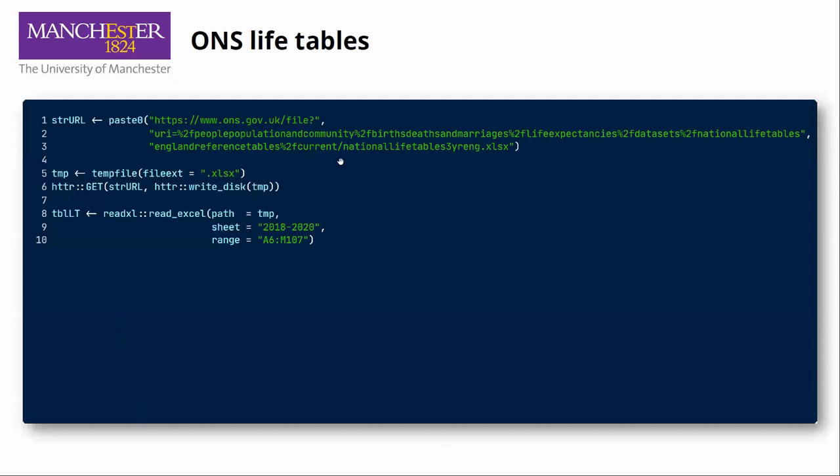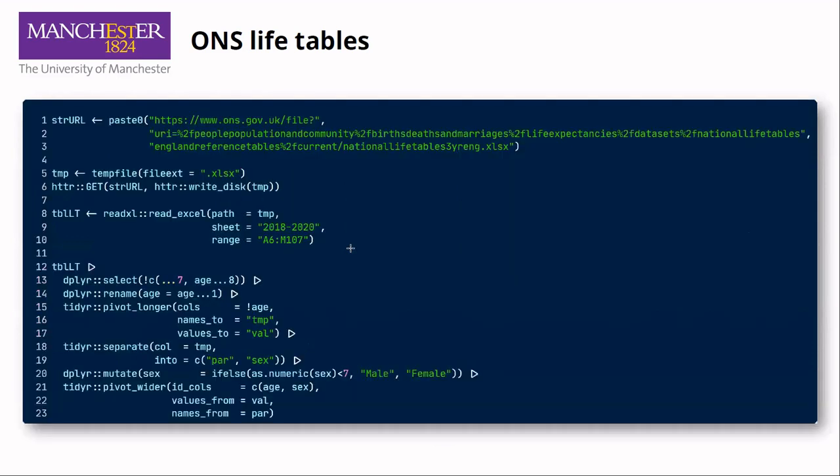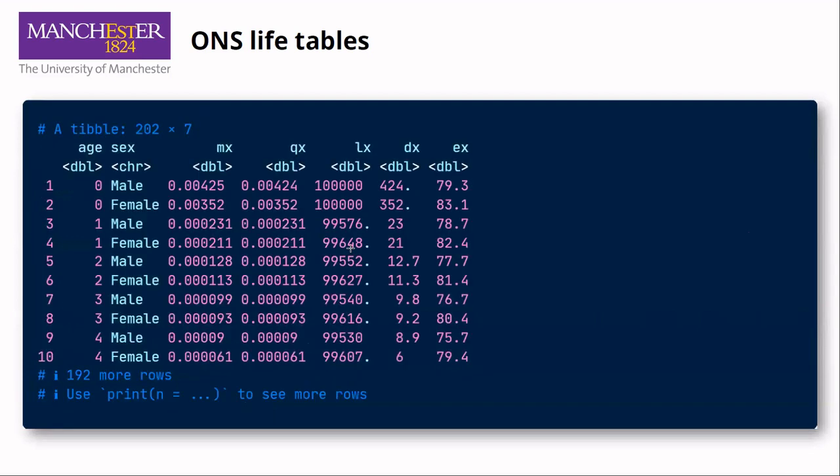So just telling R where it is and using httr GET to bring it down and write it to a temp file, and then being able to read it via read_excel is on the face of it simple. That will bring me back a rather ugly data set, which takes a bit of wrangling, not least because it's come out of an Excel spreadsheet and it doesn't start with the first line and there are repeated column headings and those sorts of things. But with a bit of work, we can turn it into a nice tidy data frame, easy.